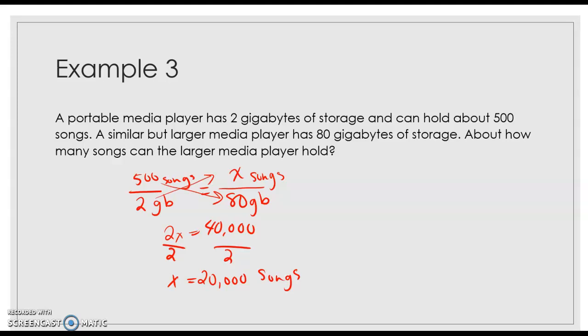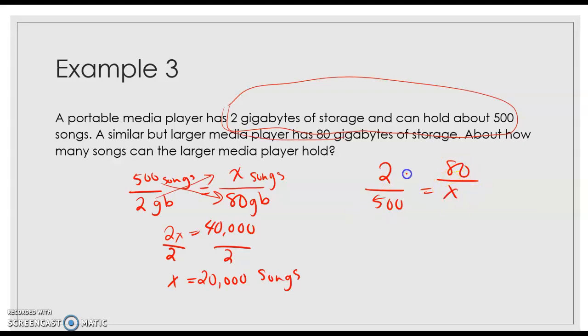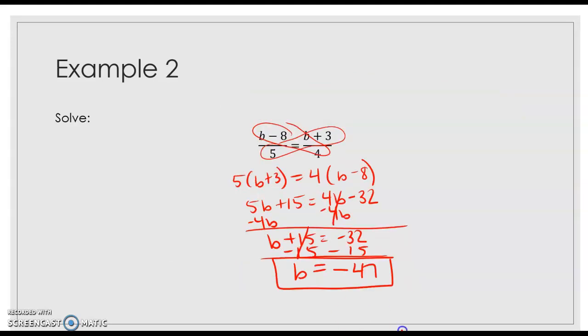But we set up the original, so we knew that 2 gigabytes went with 500, right? So that has to be a fraction. We could have flipped it as long as when we were doing proportions, gigabytes match gigabytes and songs match songs. See how they're across from each other? That's what you want to make sure of when you're setting up that fraction. We would have gotten the same answer if we would have set it up this way. Just notice gigabytes across from gigabytes, songs across from songs. So that is how that one works.